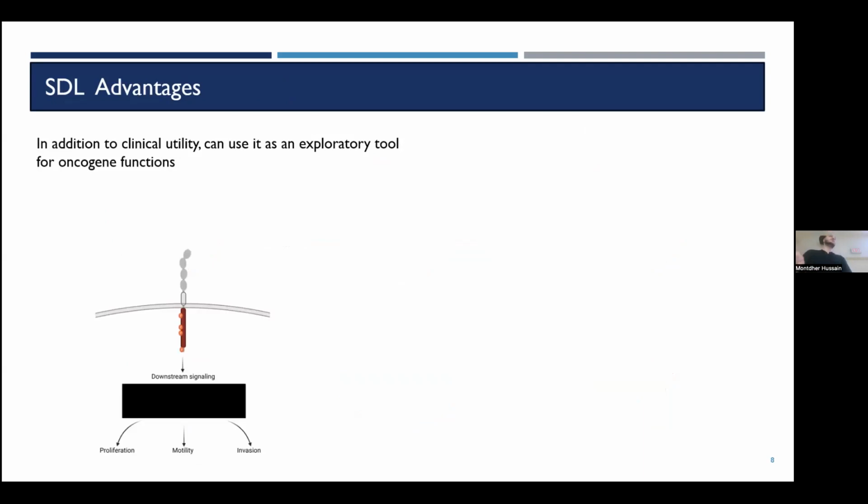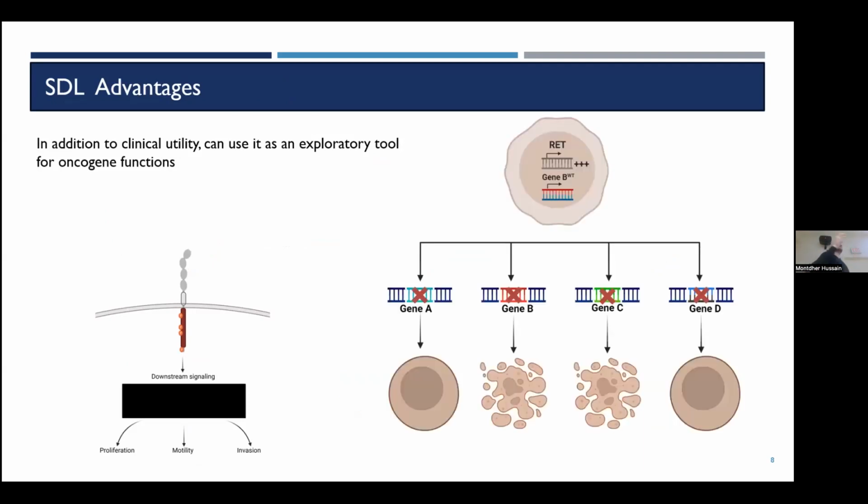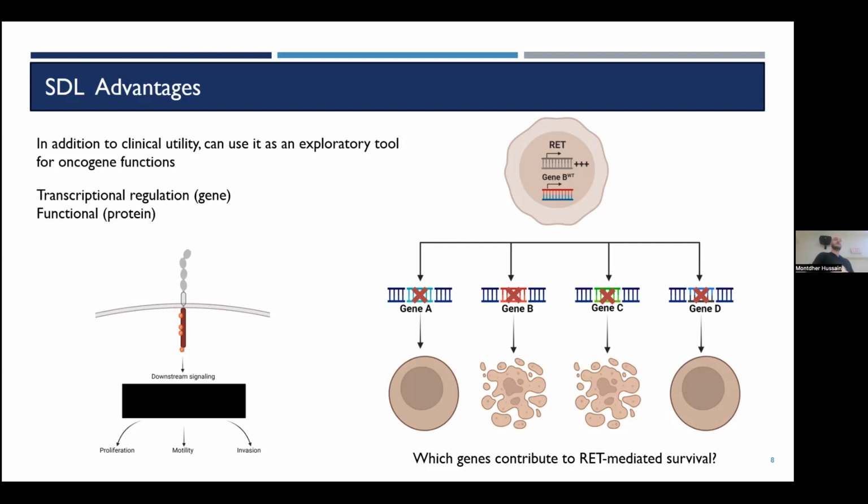And so we can actually use it to fill in this black box, or shed light on some of the pieces within that black box, by asking: if we have RET overexpression or RET hyperactivity in our cells, which genes are actually important or help RET mediate the survival or proliferation of those cells? In that sense, we can use it as a discovery tool to identify the players that are mediating RET activity.